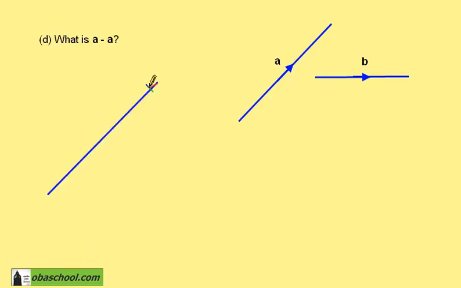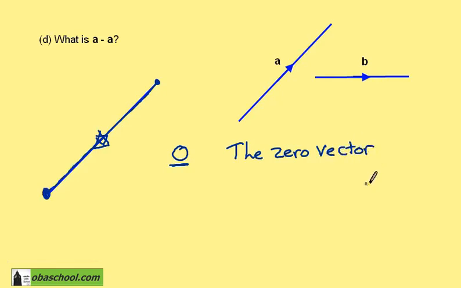Finally, we want to know what is a minus a. Here is the vector a. It takes us to this point. Minus a will take us in the opposite direction, landing us back at our original point. We call this the zero vector. A minus a is the zero vector. The zero vector has no magnitude and no direction.